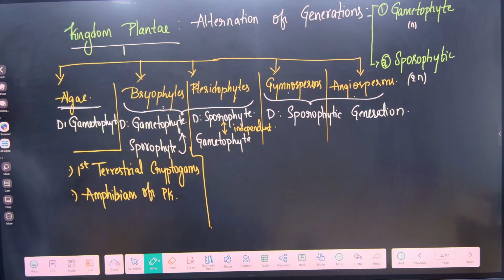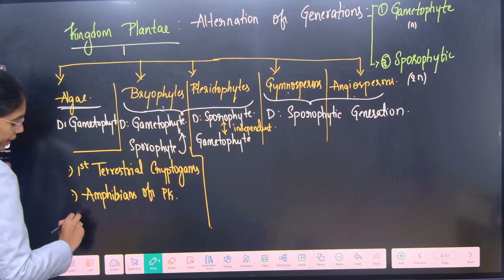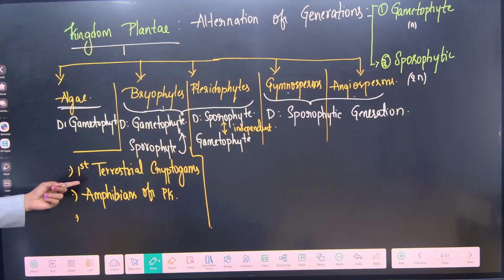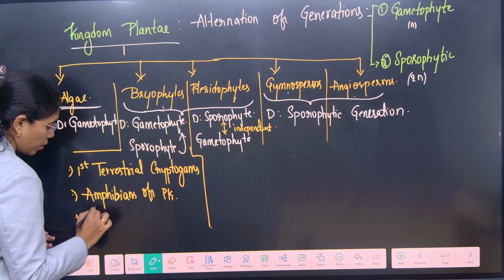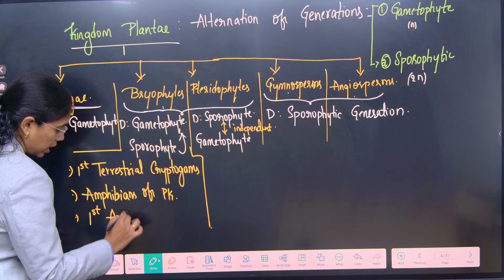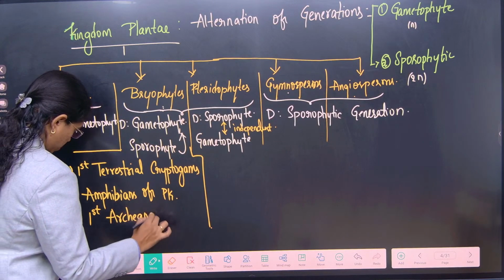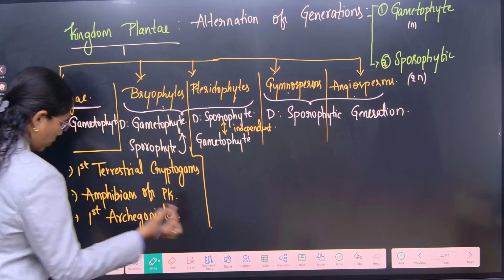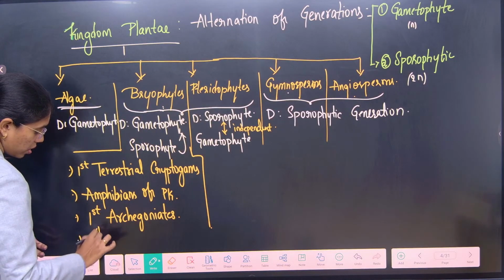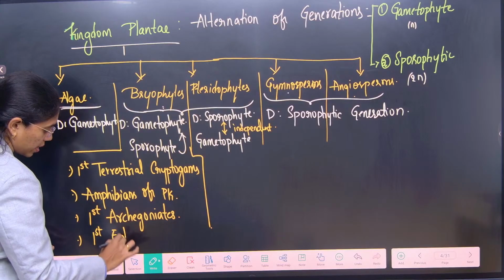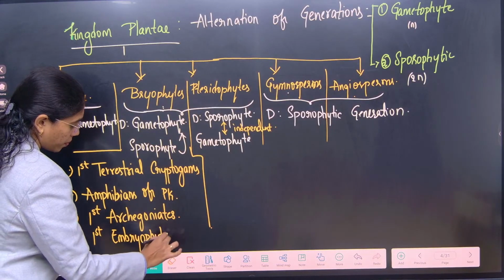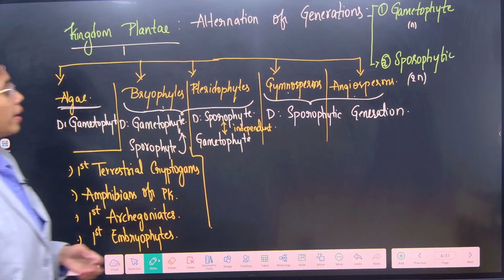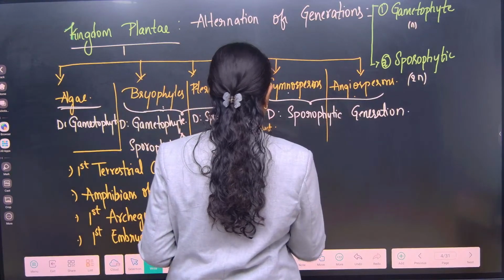These are known as amphibians of the plant kingdom, and they are the first terrestrial cryptogams. The first archegonium is observed here itself. So, these are the first archegoniates and the first embryophytes. Got it? Next is about pteridophytes.